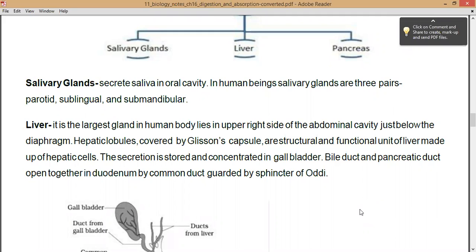So the function of the liver is to secrete the bile juice, which does the digestion of lipids. The bile duct and the pancreatic duct commonly open into the duodenum with a common duct. For this reason, this is known as the common bile duct. This is also known as the hepatopancreatic duct.